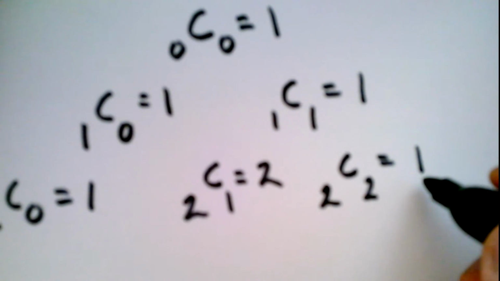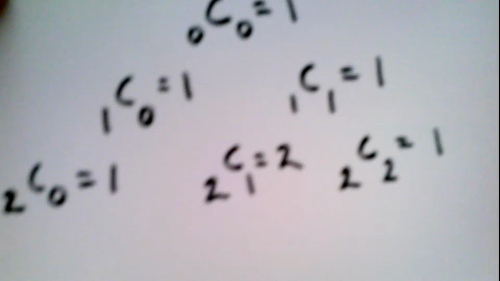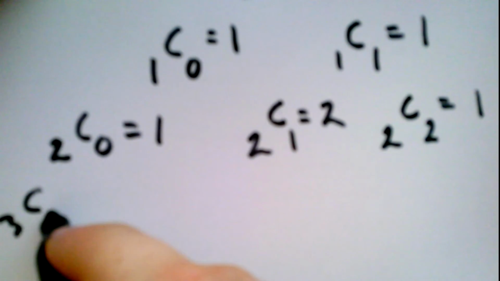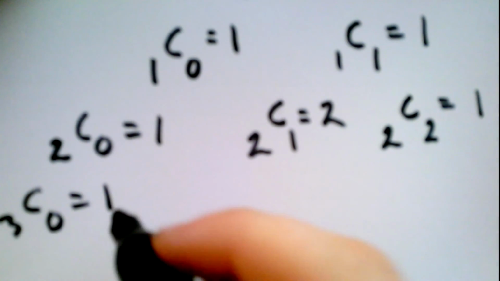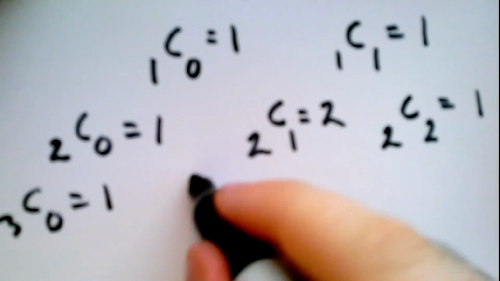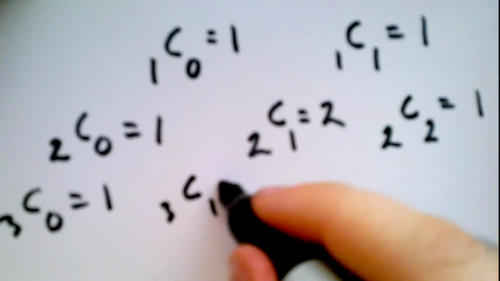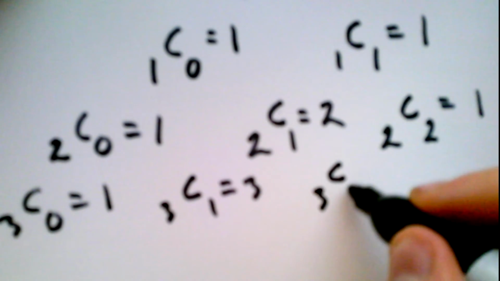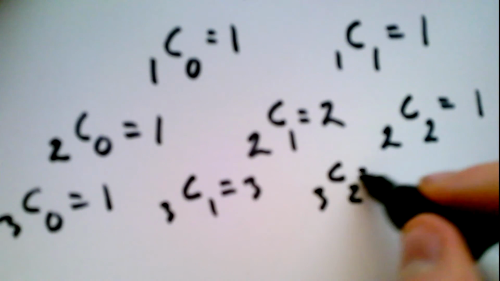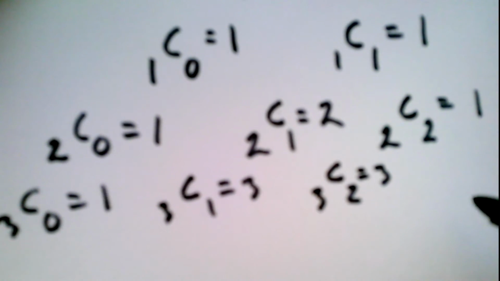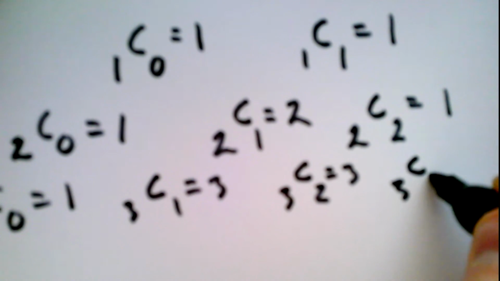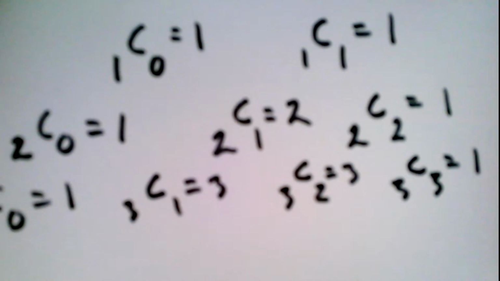You should start seeing a pattern here. So it's 1 way to choose no elements out of 3, 3 ways to choose 1 element out of 3, 3 ways to leave 1 element behind out of 3, and 1 way to take all 3 elements out of 3.